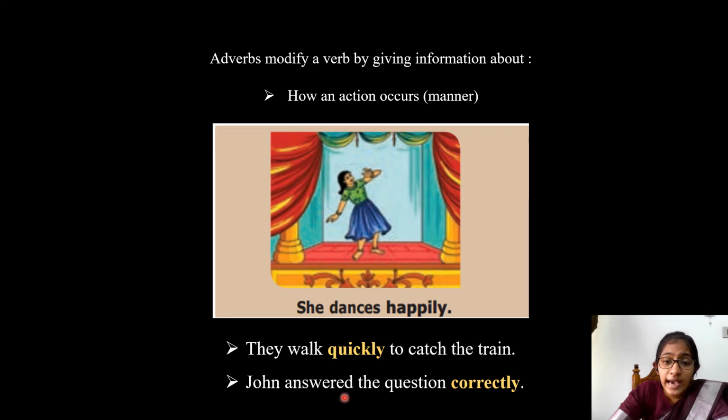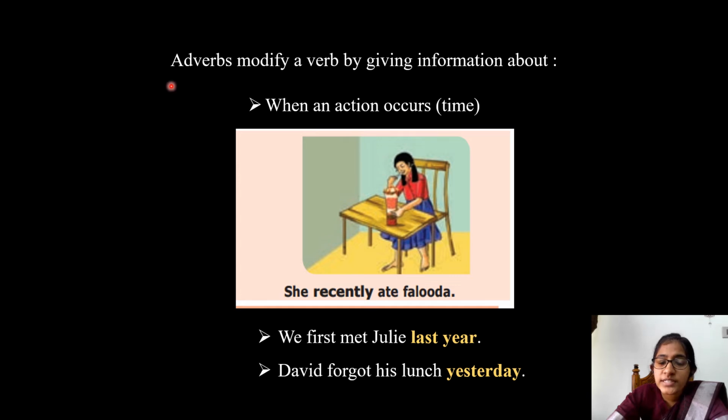Then, John answered the question correctly. The manner is correctly. He was answering it correctly. So we got the information about how an action occurs. So the third point is: adverbs modify a verb by giving information about how an action occurs. That is the manner of the action. The fourth point is: adverbs modify a verb by giving information about when an action occurs.